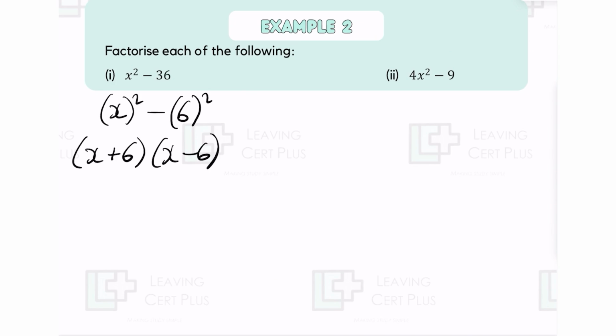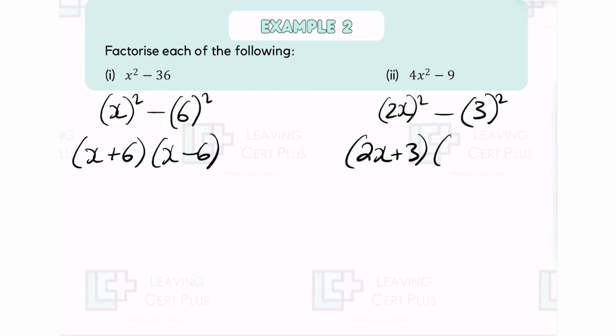In our second example, same idea, set up our two squares. So the square root of 4x squared is 2x, and the square root of 9 is 3. Our final answer will be 2x plus our 3 and 2x minus our 3, and there we have it. We've just factorised two difference of two squares questions.